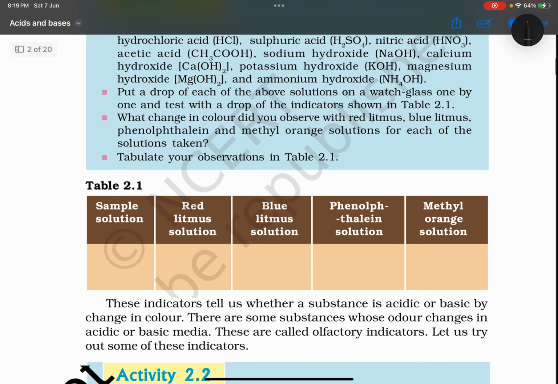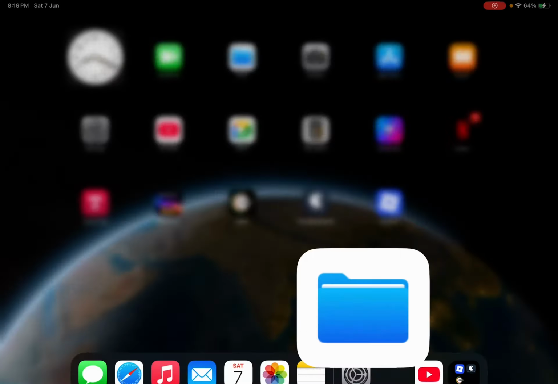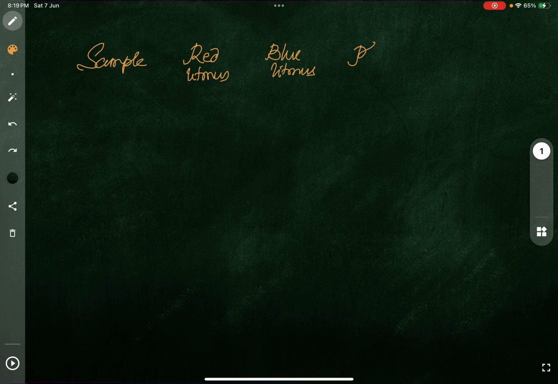See, sample solution, red litmus solution, blue litmus solution, phenolphthalein solution, methyl orange solution. Okay, we'll do one thing, we'll take up here: sample, red litmus, blue litmus, phenolphthalein. The spelling is very interesting. Methyl orange.